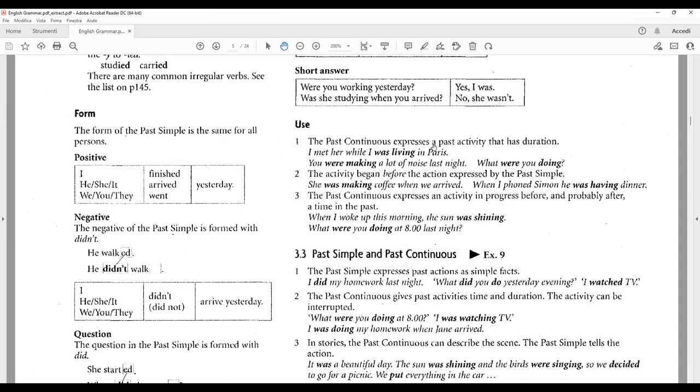Use. The past continuous expresses a past activity that has duration, an action that lasts for a certain span of time, not an action tied to a single instant. I met her while I was living in Paris. I met her while I was living in Paris.